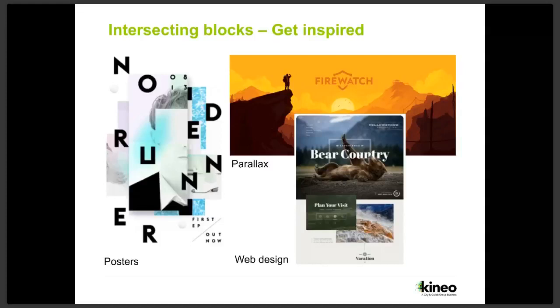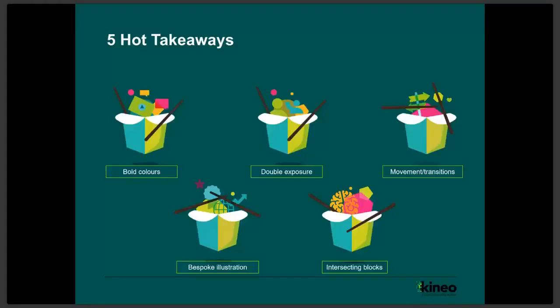Okay, so just to sum up, these are the five key things we've been through: bold colours, double exposure, movement transitions, bespoke illustration and intersecting blocks. A lot of the examples we looked at had some combination of those, not necessarily one thing in isolation. Could you use the duotone and have some intersecting blocks, or use the double exposure and then have a transition within that? I think you could use them all, just subtly.